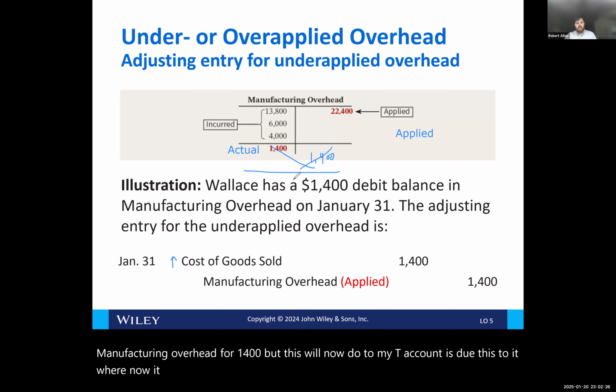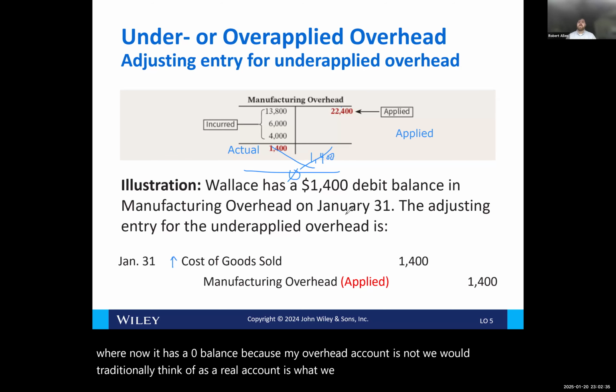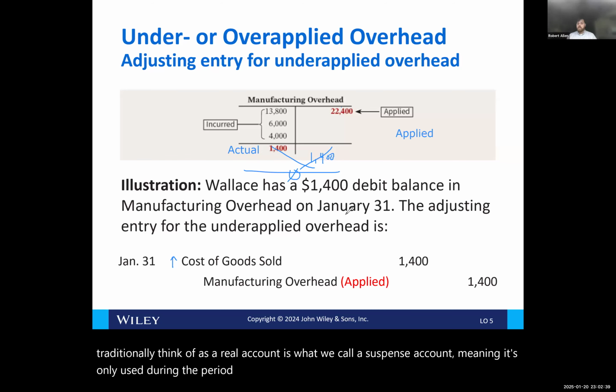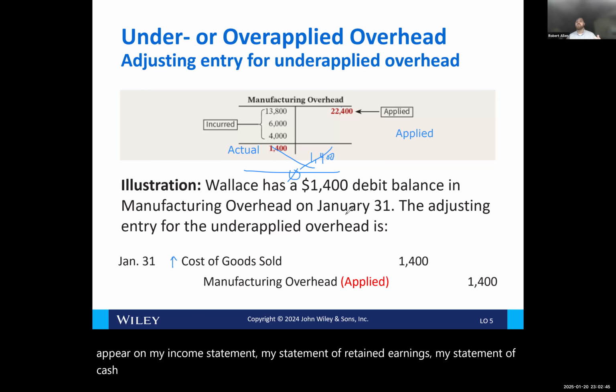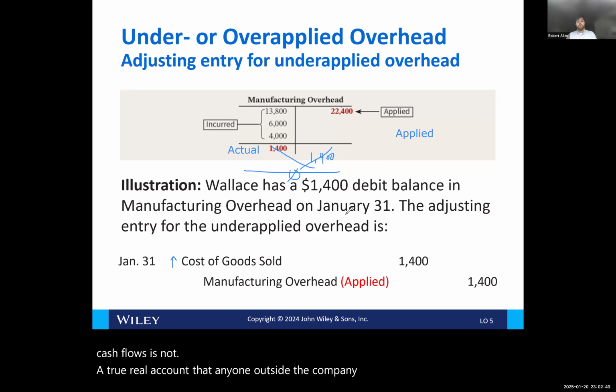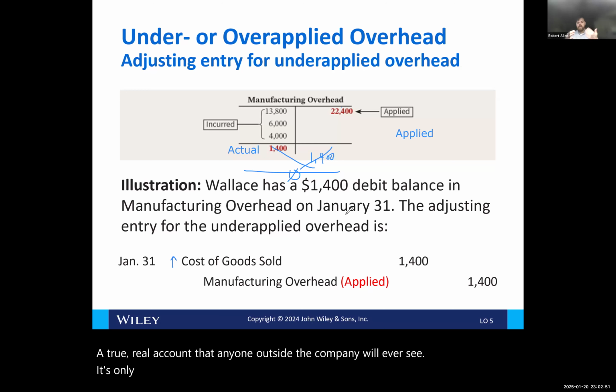What this will now do to my T account is that it now has a zero balance, because my overhead account is not what we would traditionally think of as a real account. It is what we call a suspense account, meaning it's only used during the period, but it does not appear on my balance sheet. It does not appear on my income statement, my statement of retained earnings, or my statement of cash flows. It's not a true real account that anyone outside the company will ever see. It's only used during the period to help me allocate costs.